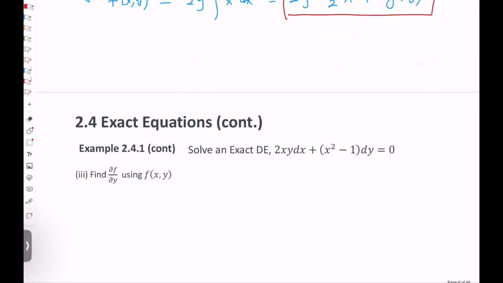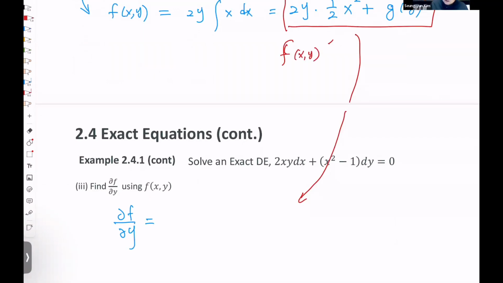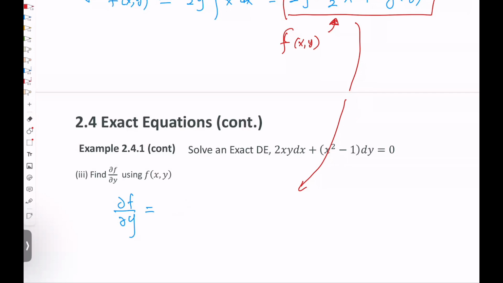Step number 3. This is our f(x,y) now. And then we're going to take the derivative in terms of y for this. I'm going to write the equation here one more time. So the 2 and 2 are going to go away: y x squared plus g of y. That is f(x,y). We're going to differentiate this in terms of y. So the first term is just x squared. The second term is going to be g prime of y.